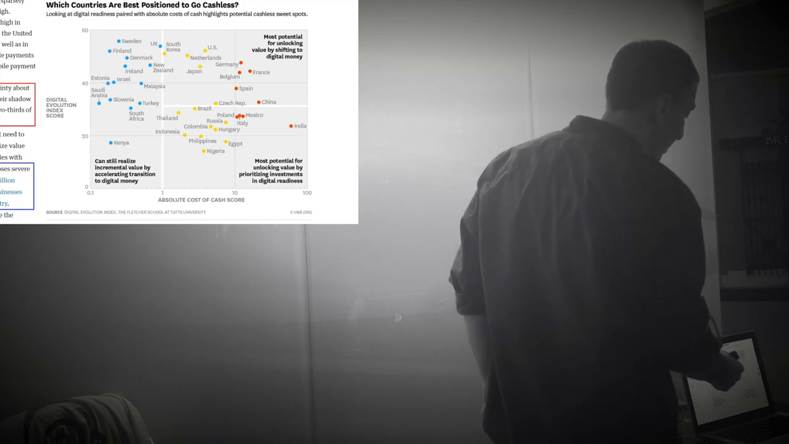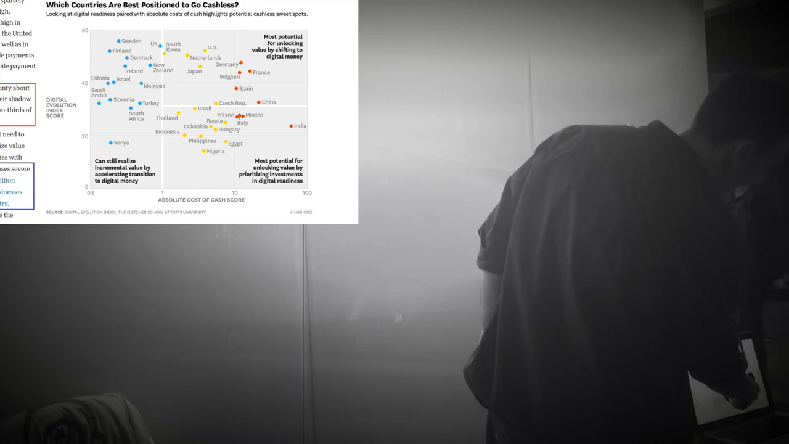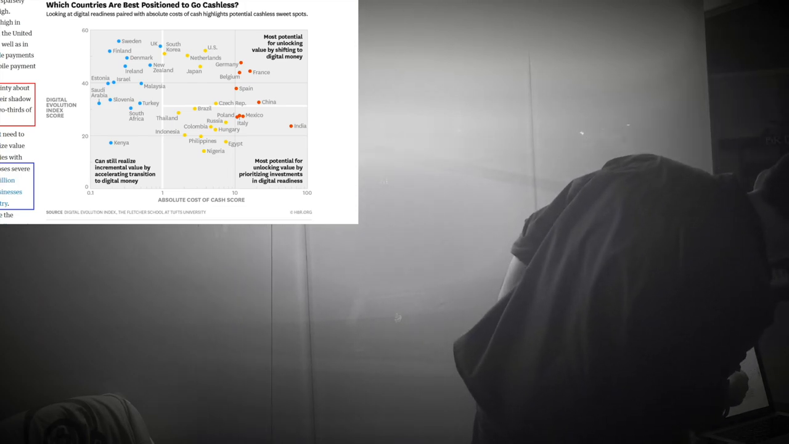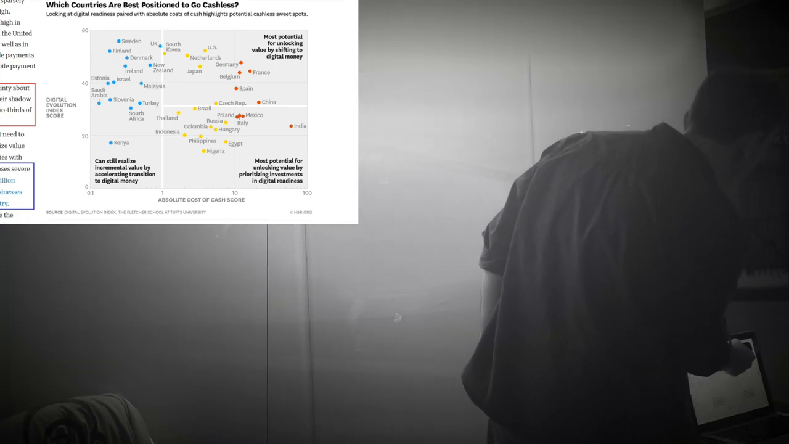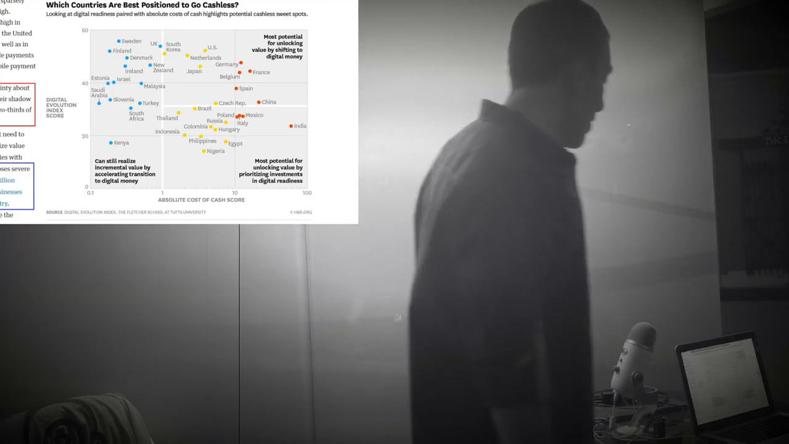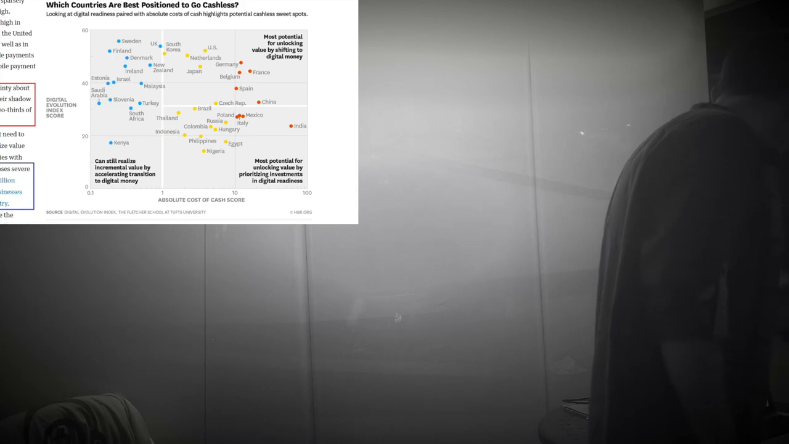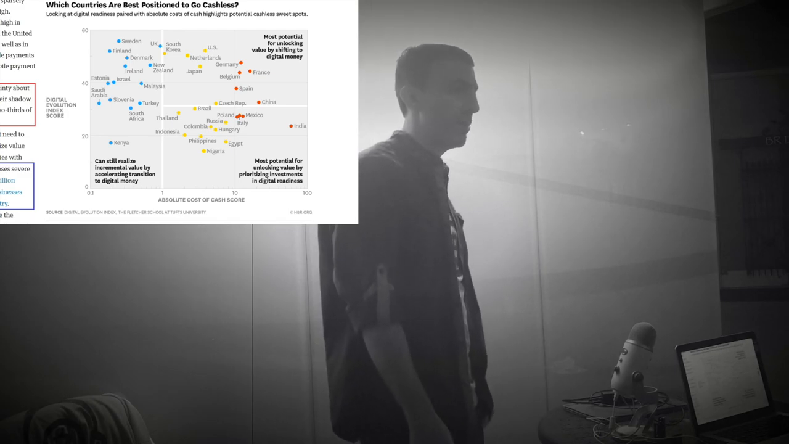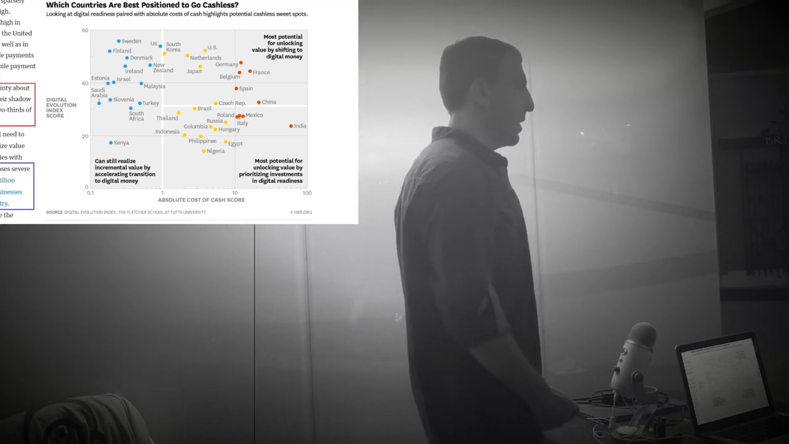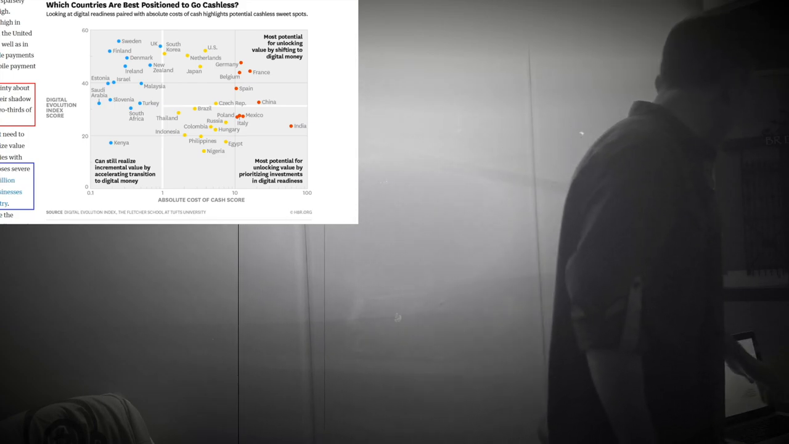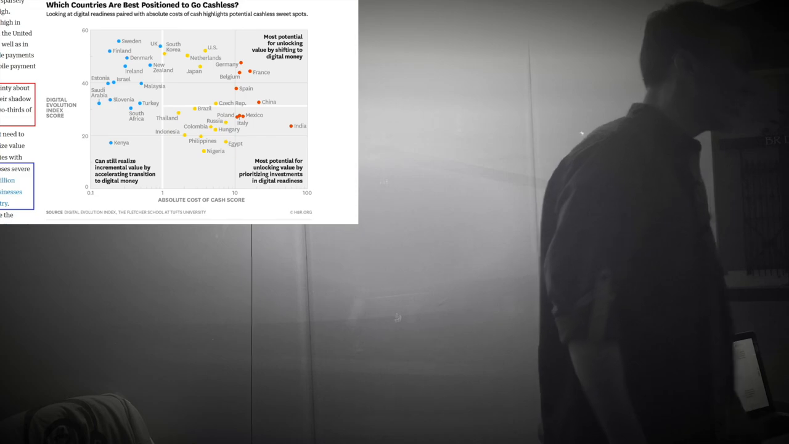But here's the problem. The higher you are up the chart, the more technologically ready your society is to eliminate cash, which is why France, Germany, Belgium, and Spain can actually eliminate cash tomorrow, and their governments would benefit the most, because they spend a lot of money maintaining a cash system, and they're technologically ready to eliminate cash. But India is the lowest on that list, which is a huge problem.